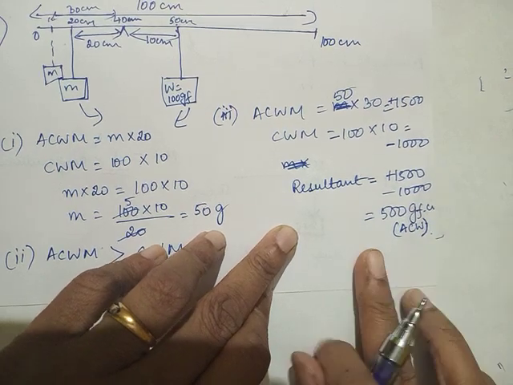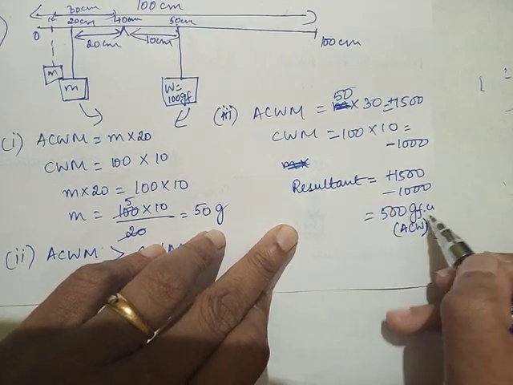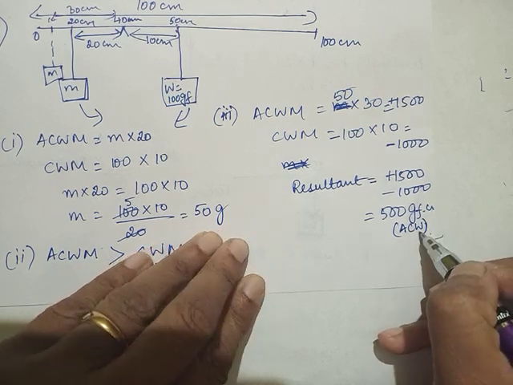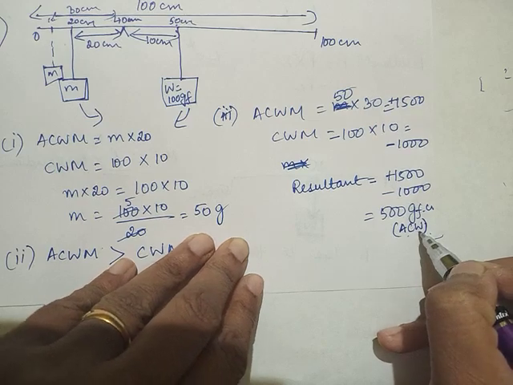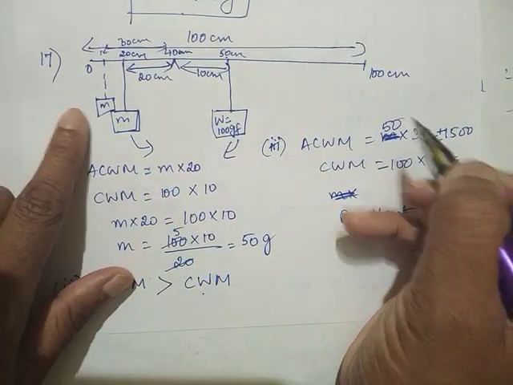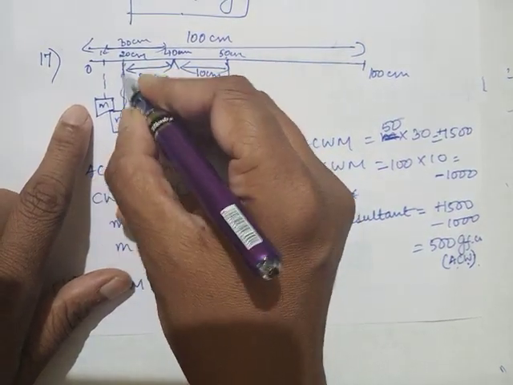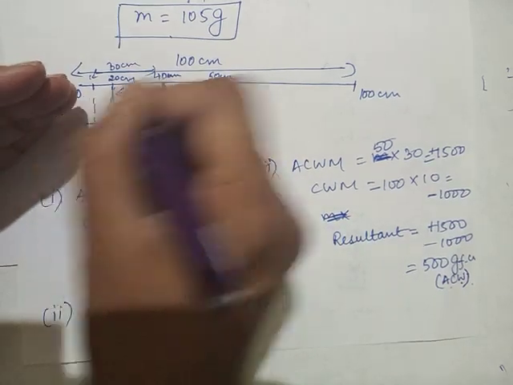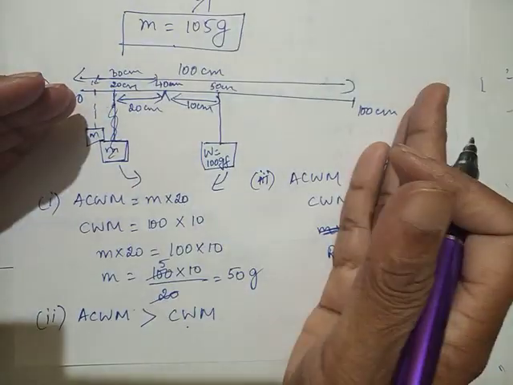Okay, anti-clockwise moment. Either you write it as plus 500 gram force centimeter, or you write 500 gram force within bracket, anti-clockwise moment. How can it be balanced by another mass of 50 gram? So we saw that it is going to tilt on this side.